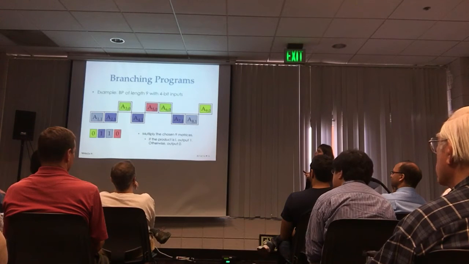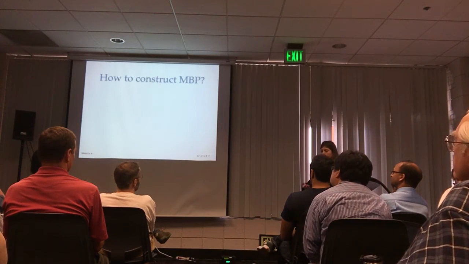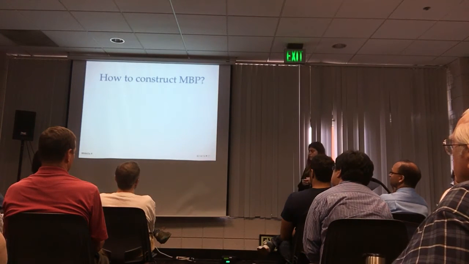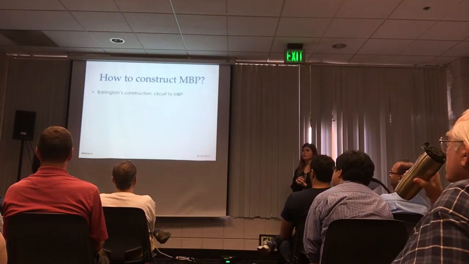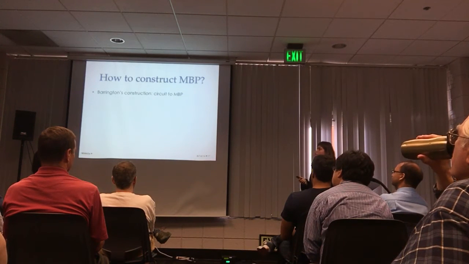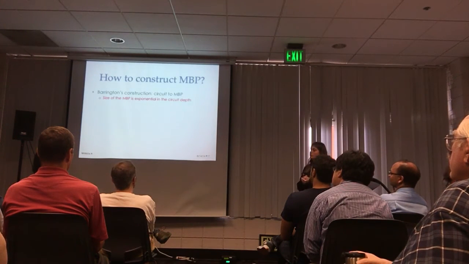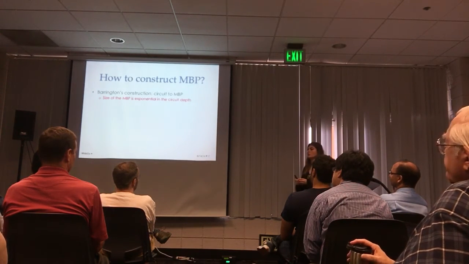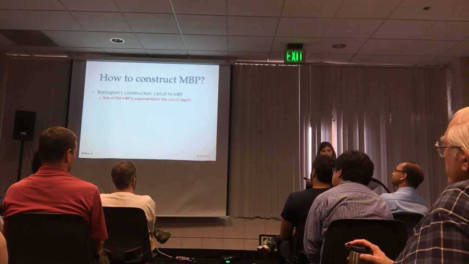Okay, so how do we construct matrix branching programs if we just have our crypto's specification? One way is the famous theorem of Barrington, which tells us how to convert any circuit to a matrix branching program. The bad part of this is that the size of the matrix branching program becomes exponential in the depth of it. So most likely this would not be the most efficient way.